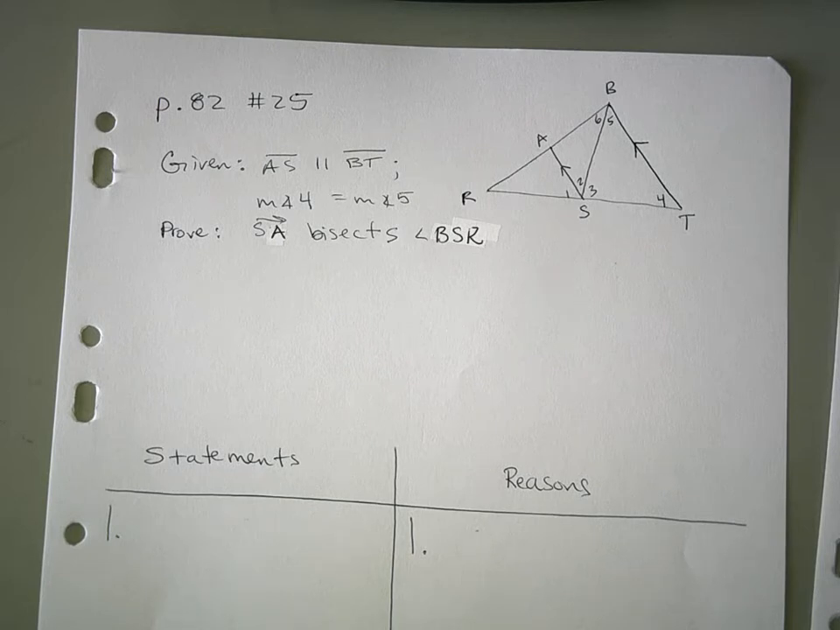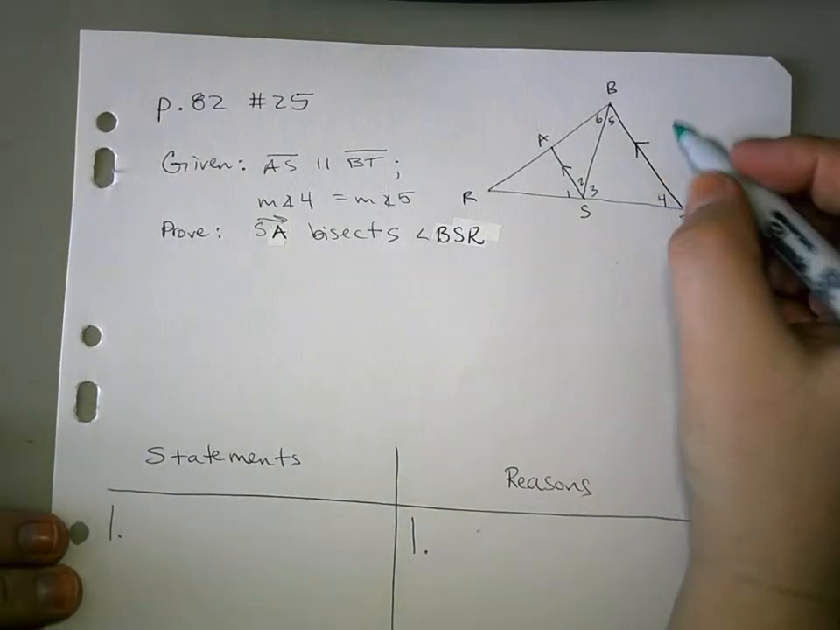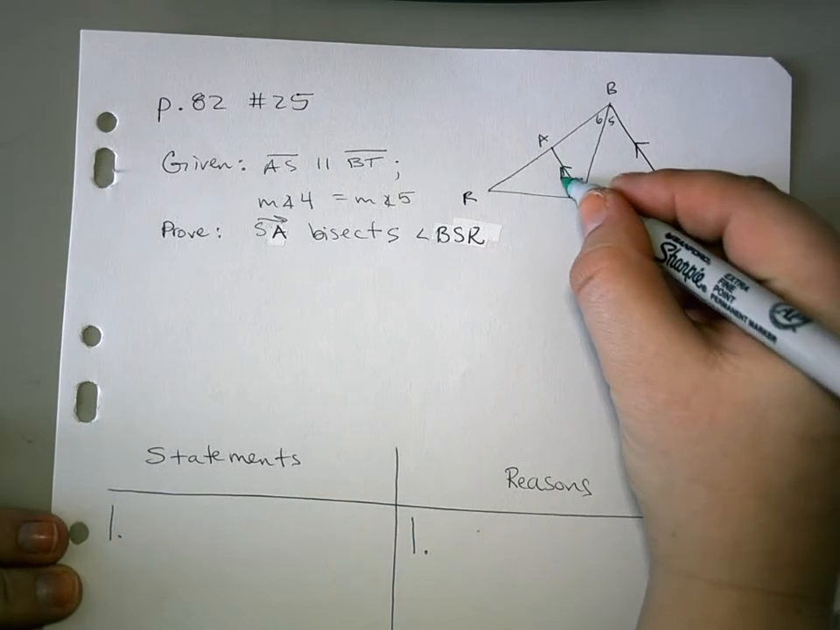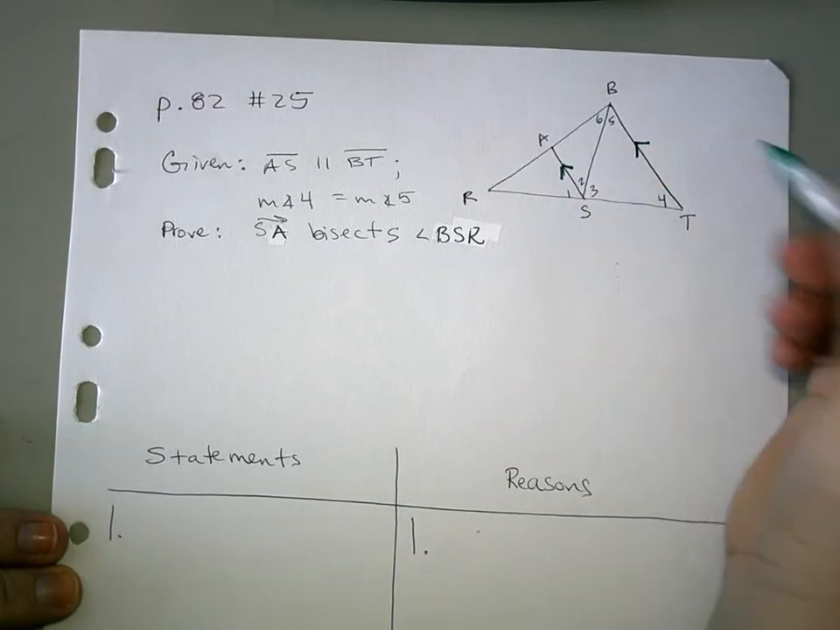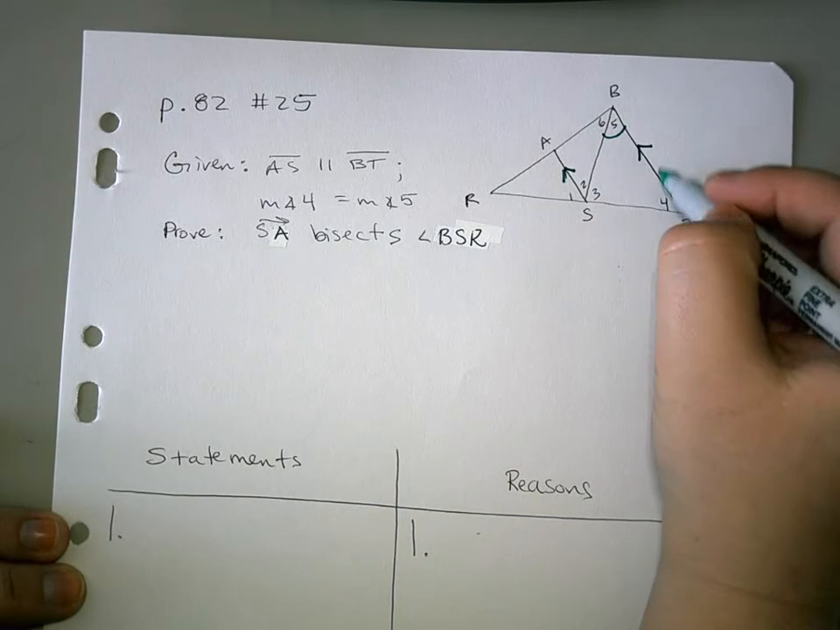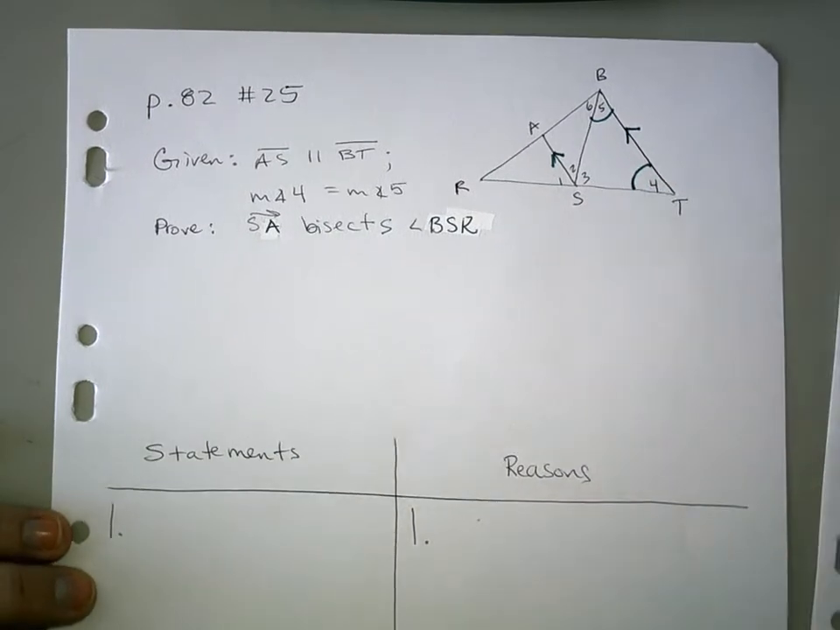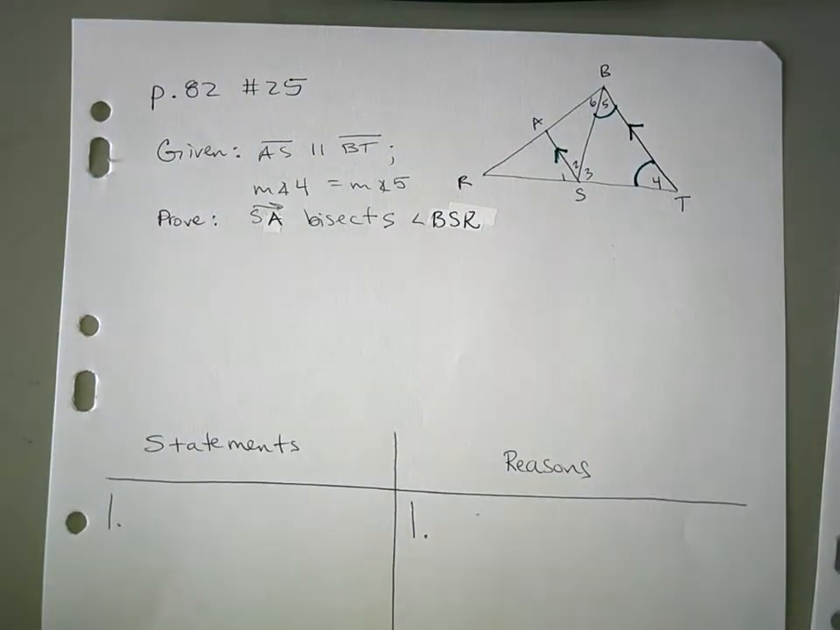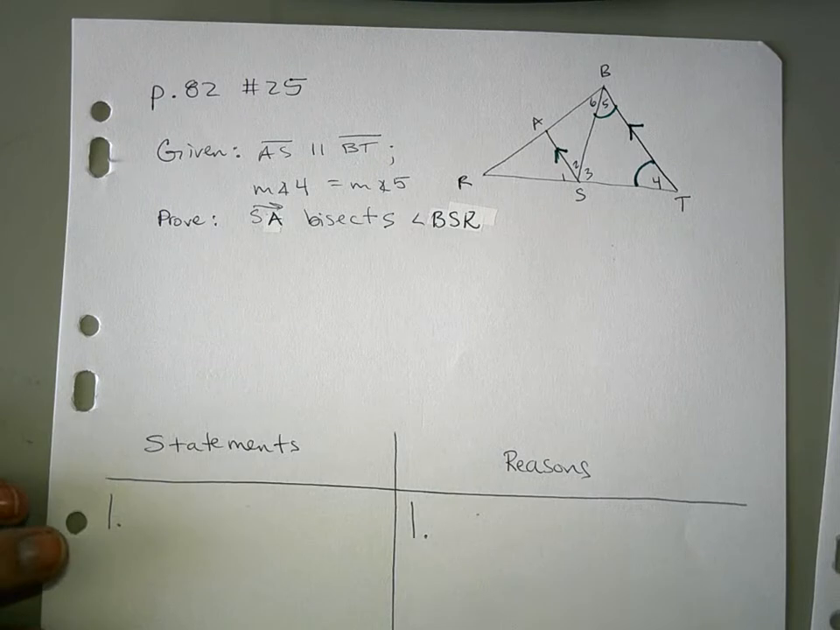Now this is where it's helpful to have more than two colors, because what I'm going to do is in the green pen on the drawing I'm going to mark what is given, and then in red I'm going to write what I have to conclude in order to prove that it's true.